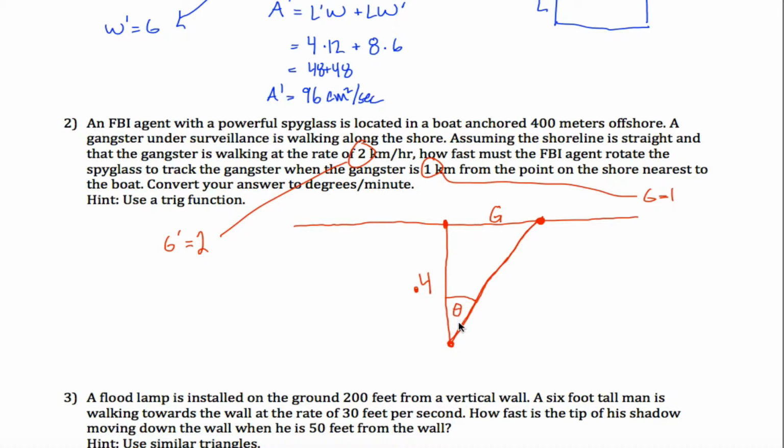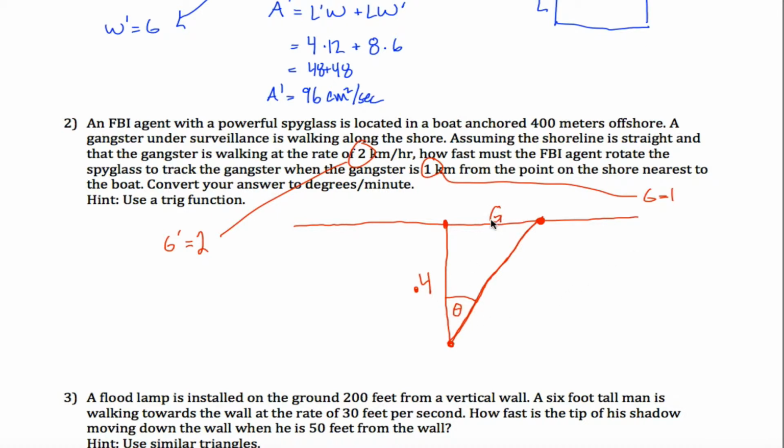Similarly, theta changes. So even though I could calculate this angle theta right here, I don't want to put in that angle measure because this is going to change as this guy walks. Person. Do I know the gangster's a man? I guess it doesn't really say that. Anyways, so how can you relate together this and this g?